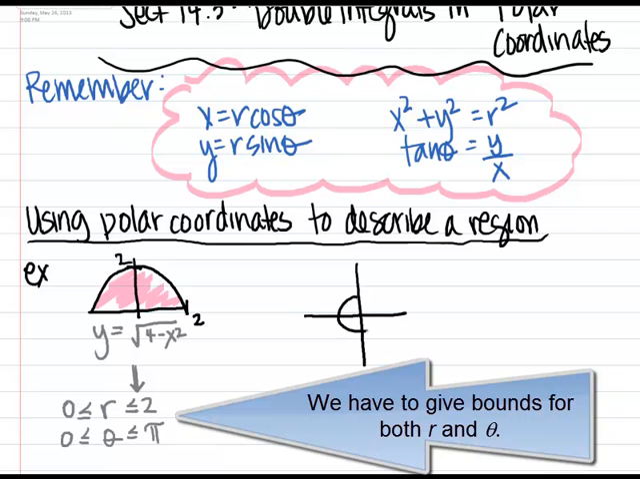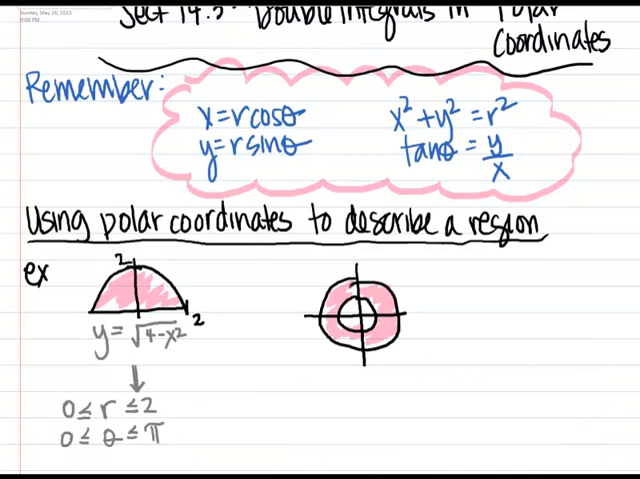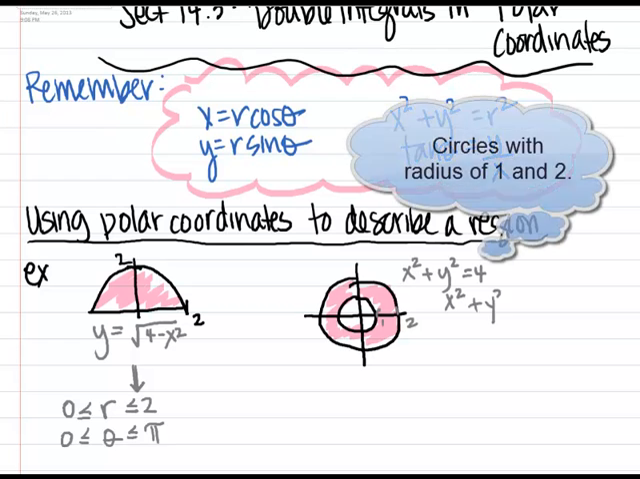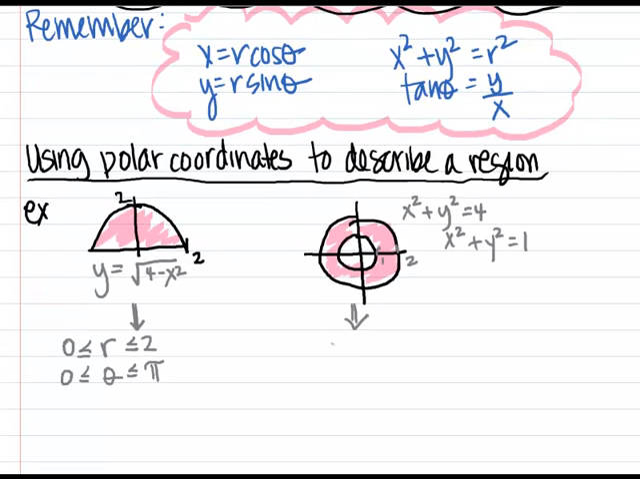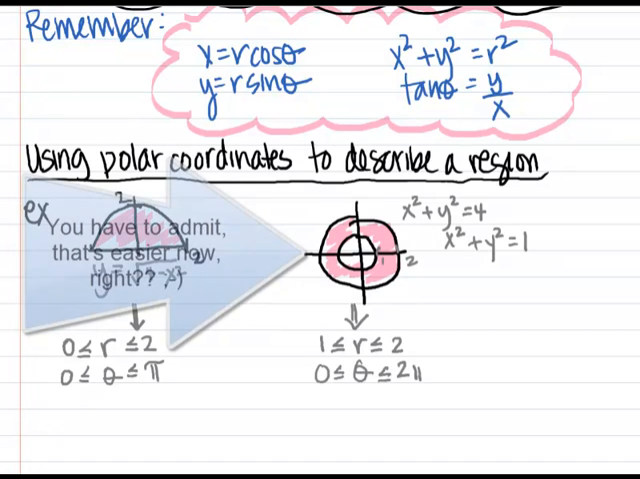If we have two concentric circles, and I want the region in between the two circles, and let's say the two circles have equations x squared plus y squared equals 4, and x squared plus y squared equals 1. In polar form, this would be more easily described as r is between 1 and 2, and theta is between 0 and 2 pi.